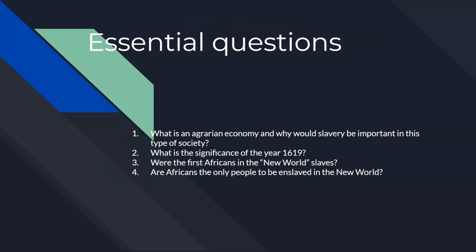All right, so our essential questions, we have four. What is an agrarian economy, and why would slavery be important in this type of society? What is the significance of the year 1619? Were the first Africans in the New World slaves? Are Africans the only people to be enslaved in the New World?